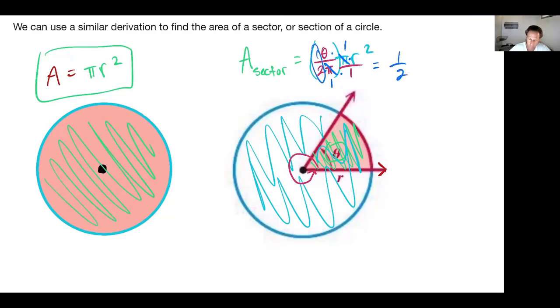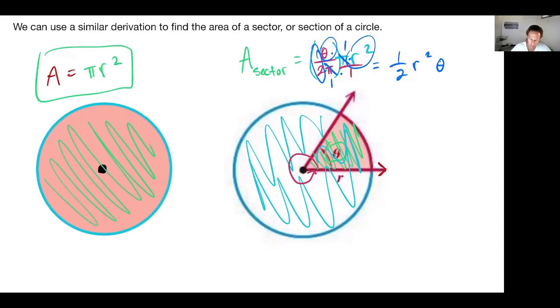1/2 times our r squared times the theta. And we typically write the r squared first and then the theta last, because we want to make sure that you understand the only thing that is being squared is r.